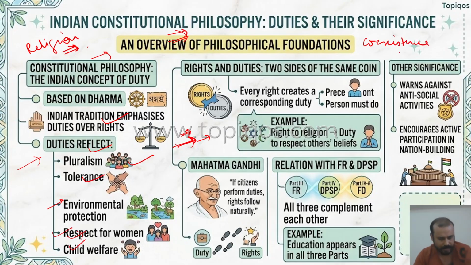It is peaceful coexistence. I will enjoy my rights and I'll let you also enjoy your rights. So you're just performing your duty towards the society. So that is pluralism. Pluralism means existence of more than one ideology, or different-minded people at a place. Environmental protection also we have.